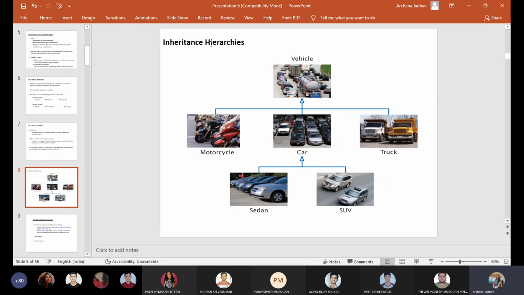If I am talking about a vehicle as one of the objects, yes or no? This vehicle can be classified as motorcycle, car, or truck. And then again, each of these may have their own subcategory. If I am talking about a car, I may have an SUV, a sedan, or any other type of car. If I am talking about a truck, I may have a lorry truck, or any other type of truck that you have.